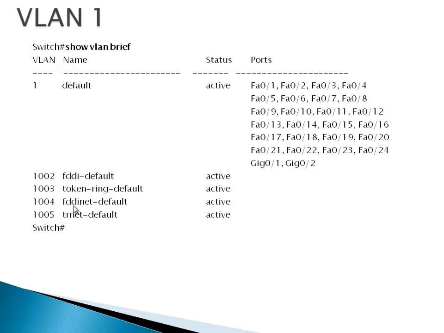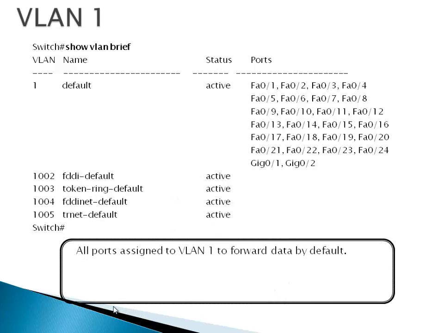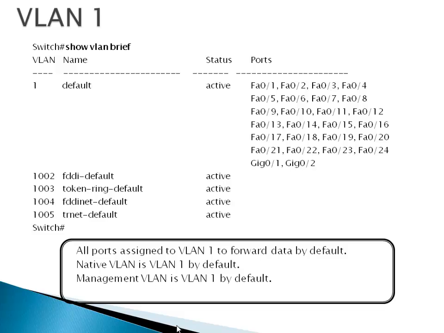The switches have 4 other VLANs, but they are not supported. So 1002, 1003, 1004 and 1005 are on the switch by default, but they are not supported or used. So VLAN 1: all ports are assigned to VLAN 1 to forward data by default. The native VLAN is VLAN 1 by default. The management VLAN is VLAN 1 by default. And VLAN 1 cannot be renamed or deleted. We cannot delete this VLAN and we cannot rename it.